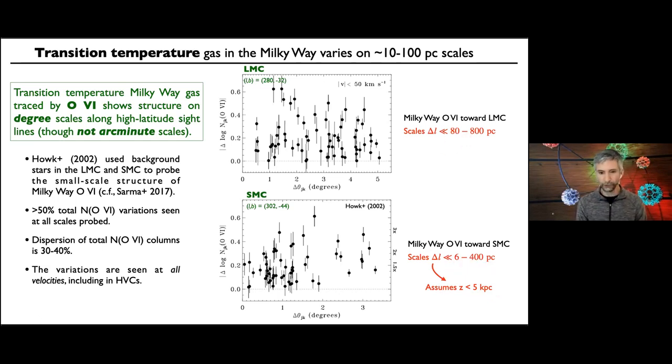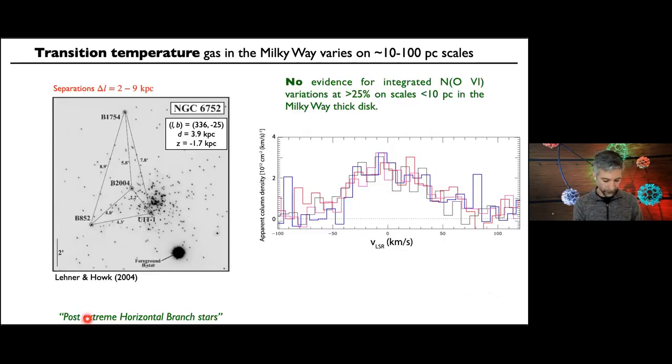Now, I will say we tried to do this on an even smaller scale where we used, I love this, post-extreme horizontal branch stars in this globular cluster. This is an ultraviolet image from the UIT instrument that flew on the shuttle. And at this distance, one arc minute is about a kiloparsec separation between these stars. So we were probing scales down to about 2 to 10 kiloparsecs or so. And we didn't see any evidence for any structure in the O6, with variations on the 25% level or more on these less than 10 parsec scales. Now, we don't know exactly where this gas is. It resides at velocities that probably place it in the disk and the low, thick disk of the Milky Way. Certainly no larger than the height of this globular cluster, which was about 2 kiloparsecs up or so.